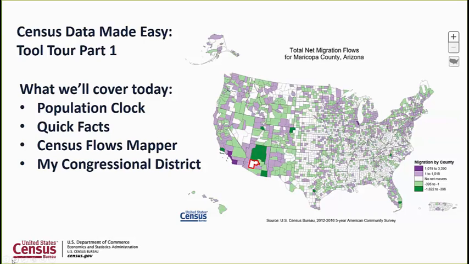To the right is a map that was rendered using Census Flowmapper, and it shows the total net migration flows for Maricopa County, Arizona, the county with the highest numerical increase from 2017 to 2018.